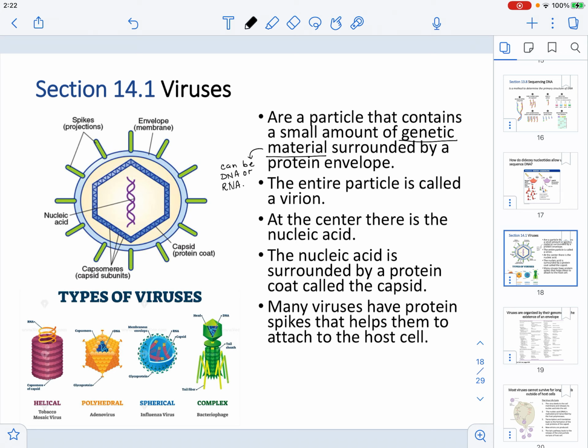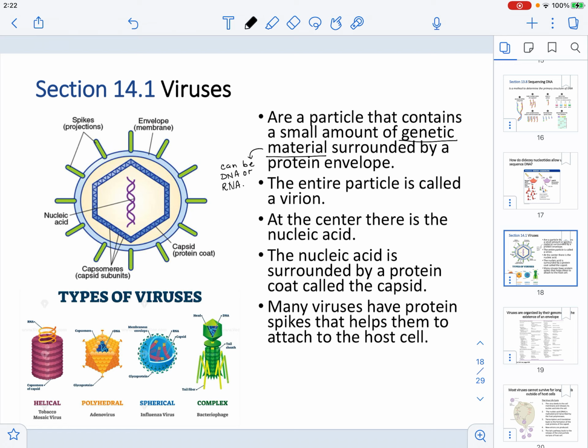As you can see illustrated in the left side of the slide, we have an image of a virus or a virion. And in the bottom of it, we have different types of viruses. Even though for this course, you are not expected to know the different types of viruses, I wanted to illustrate how different they look.